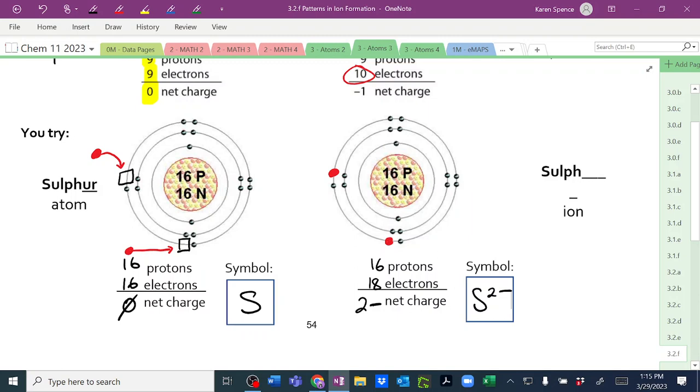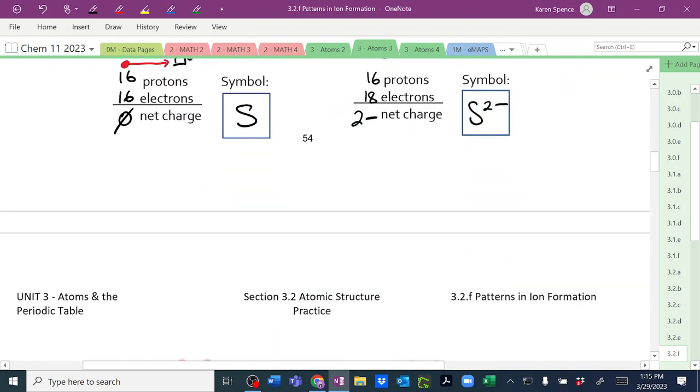And we no longer have a sulfur ion. What would it be called? It would be called sulfide. Sulfide. Okay? I don't know why there's that line there. It's accidentally there. Okay. Next one.